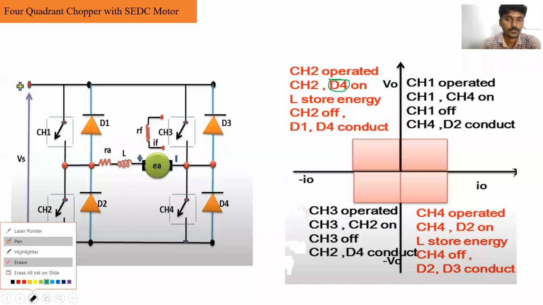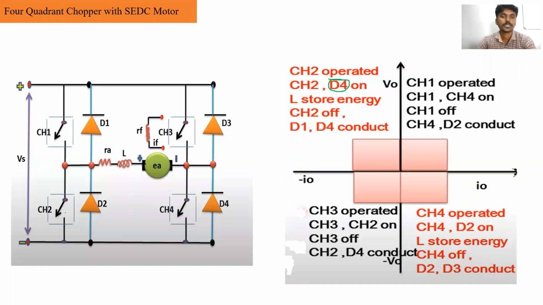The second case is CS2 operated. When CS2 is operated, how is the circuit connected? In this case, it will act as a step-up chopper or regenerative braking. When the switch is closed, the current flows like this through D4. This is the current flow. Clear?